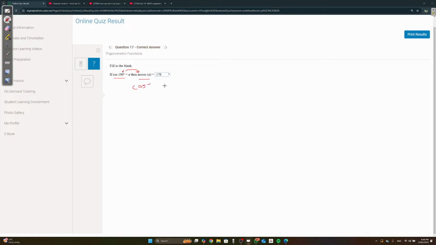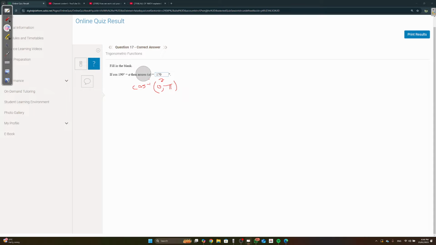Remember, the range of cosine inverse is between 0 and pi, right? The domain of it is 0, 1. But for it to work, the angle you get has to be in between 0 and pi. The range of it has to be in between 0 and pi.